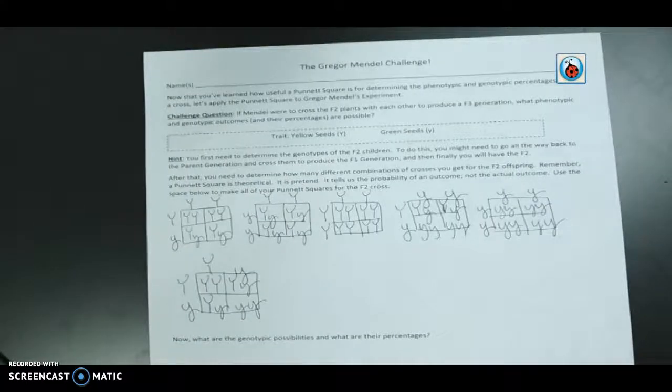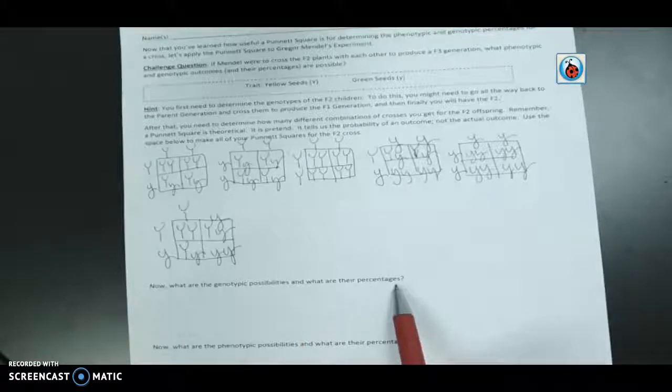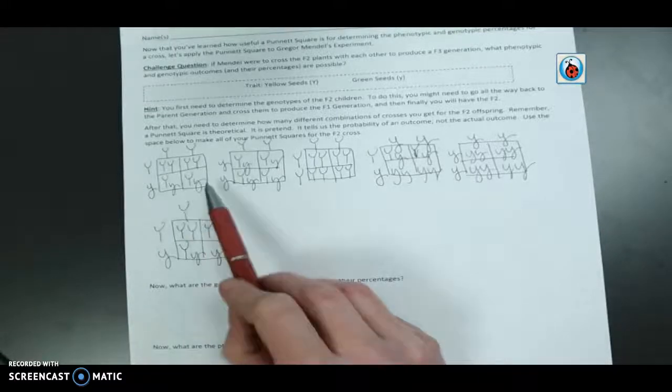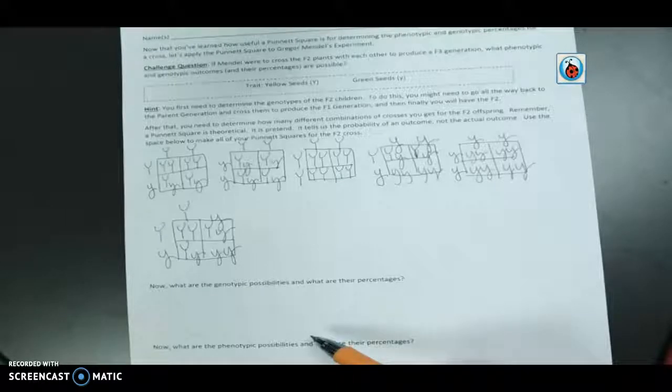All right, so now that I've done all of my crosses, the follow-up question says, now, what are the genotypic possibilities and what are their percentages? So here, I need to look at all the different letter combinations because that's what genotype is. So I'm actually going to take a different color pen so that I can keep track of things as I cross them off.